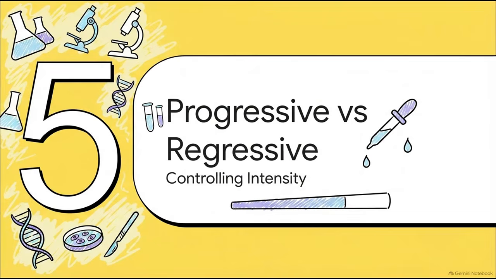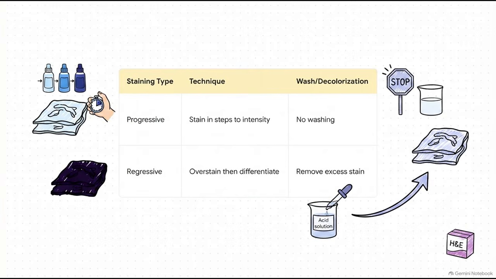Section 5, progressive versus regressive staining. Another huge factor here is how pathologists actually control the intensity of the color they're applying. With progressive staining, tissue elements are colored in a specific sequence for specific time periods. Once it hits that perfect intensity, it stops. No washing required.